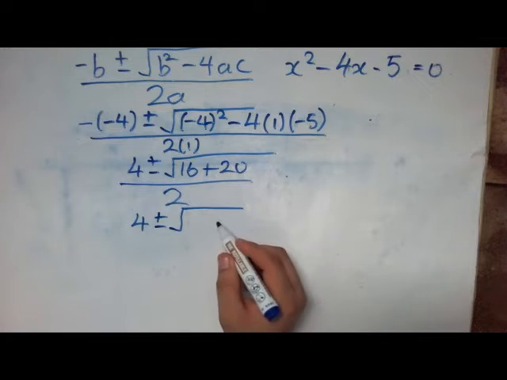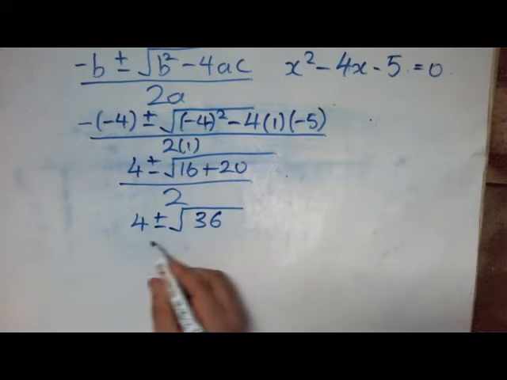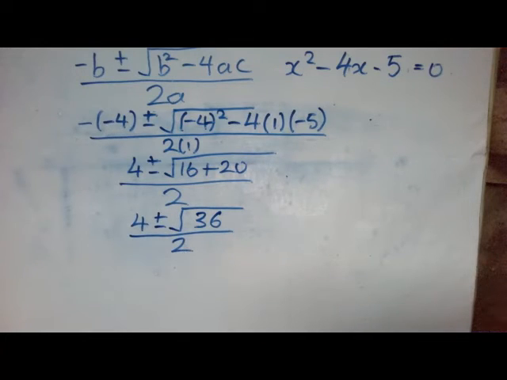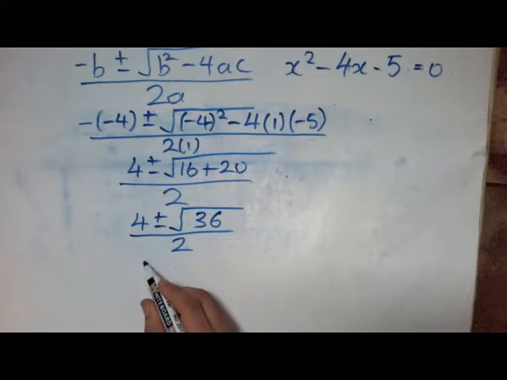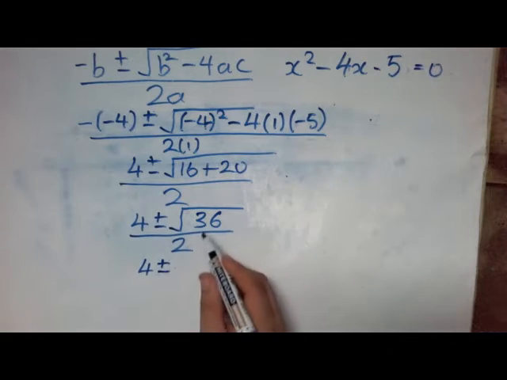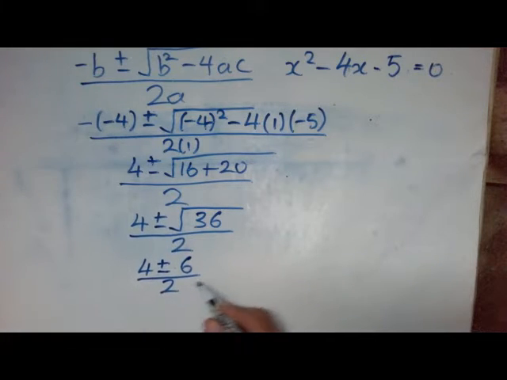6 plus 0 is 6. 1 plus 2 is 3. We have 36 all over 2. So we are looking for that number that when we multiply it with itself, it will give us 36. That is the square root of 36. And that number is 6. 6 times 6 will give us 36. So the square root of 36 is 6 all over 2.